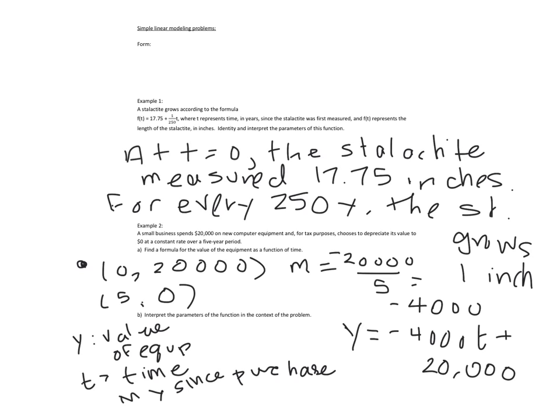My slope is negative 4,000, so that's my rate of change. And remember, it's a change in value to change in time, a change in y to a change in x. So that means since it's negative 4,000 over 1, each year the computer value decreases by $4,000. Or you might say the computer value is depreciated by $4,000 per year.